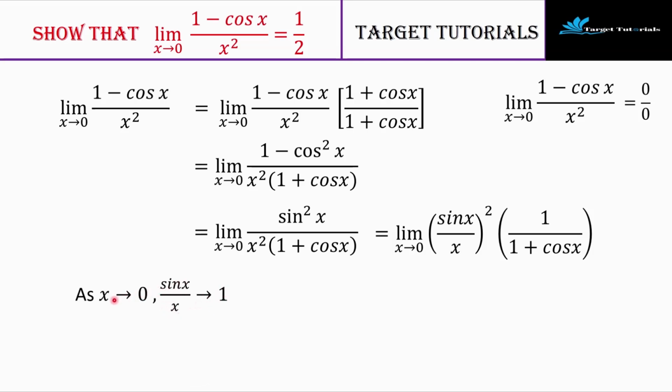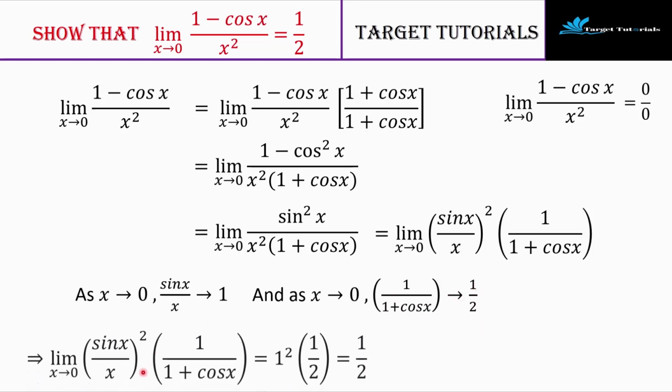That is, you can write it as: as x tends to 0, sin x divided by x tends to 1. And as x tends to 0, what happens to this part, 1 divided by (1 plus cos x)? It tends to a half. Why? Because as x tends to 0, we have 1 divided by 1 plus cos 0, that is, everywhere we see x we put 0, and we obtain 1 divided by 1 plus 1, which gives a half.